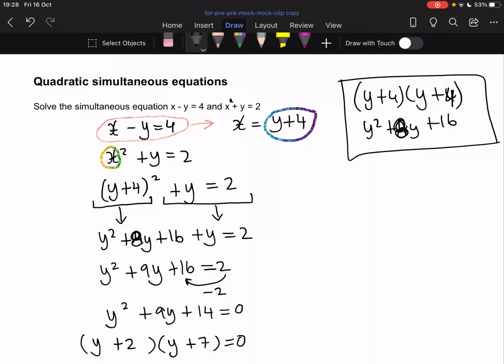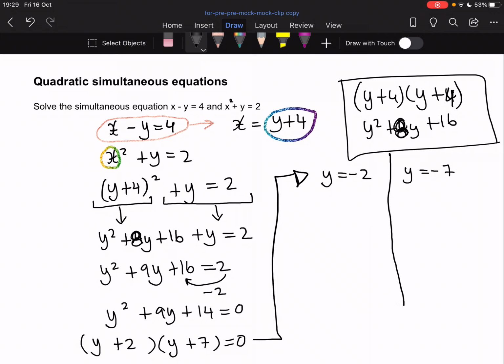But because it's equal to 0, and because I'm solving a simultaneous equation, I need to figure out what y actually is. So from the first bracket, I know y equals minus 2. From the second bracket, I know y equals minus 7. Now I have to find out the corresponding values for x. So I'm going to choose this rearrangement here to do my substitution in, because it looks the nicest and the easiest, okay?